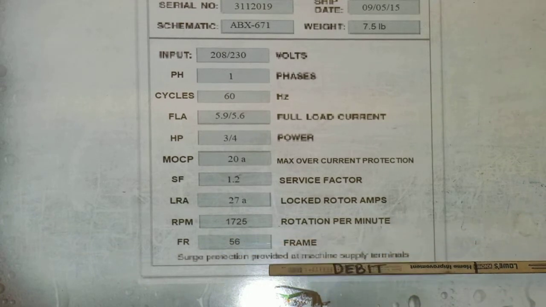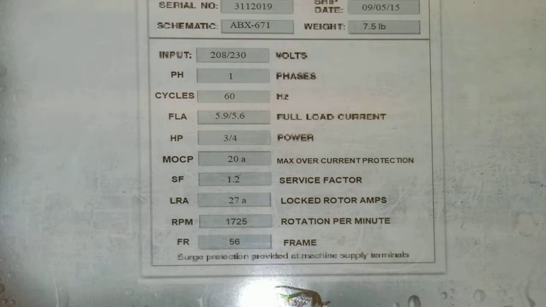The rotation and the frame size is all gonna be on that data plate of the motor that you're gonna be replacing. Okay, so all those have to be pretty much the same. So that's all the pertinent information. Okay. There is a plethora of information on the motors.